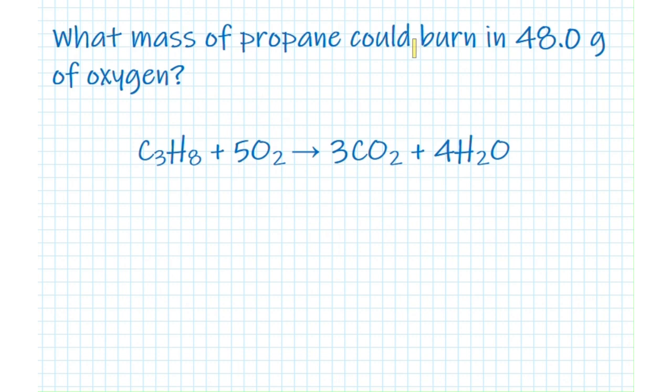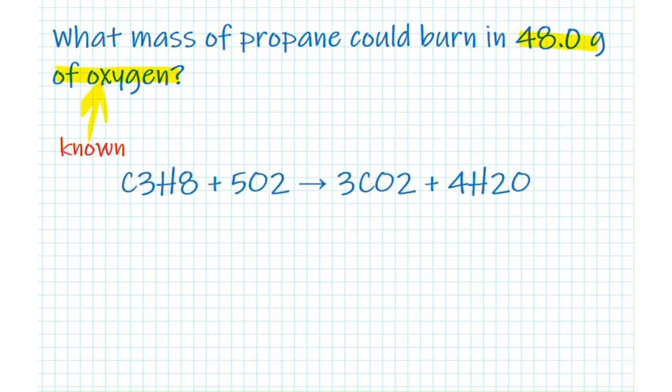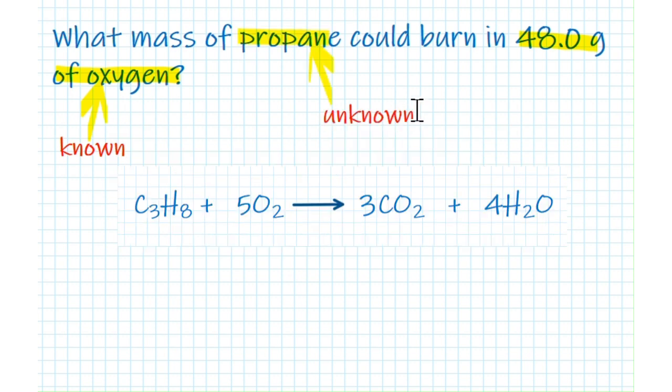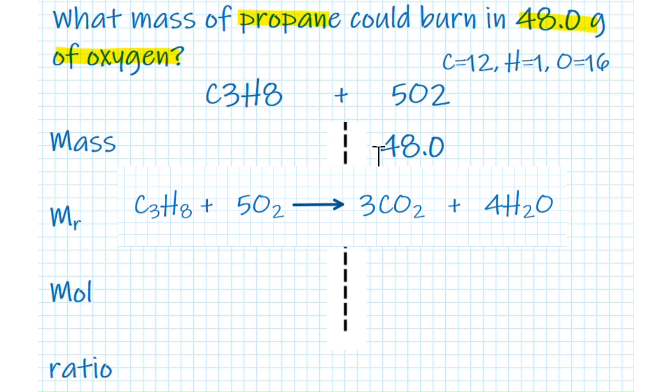Now, my preferred method is the table method, so I'm going to use that from now on. It's up to you, you have the choice. So let's try a slightly more challenging one now. What mass of propane could burn in 48 grams of oxygen? So the oxygen is our known, isn't it? That's one we know because we've got 48 grams of oxygen. And the propane, that's the unknown. That's the one we're trying to find the mass of.